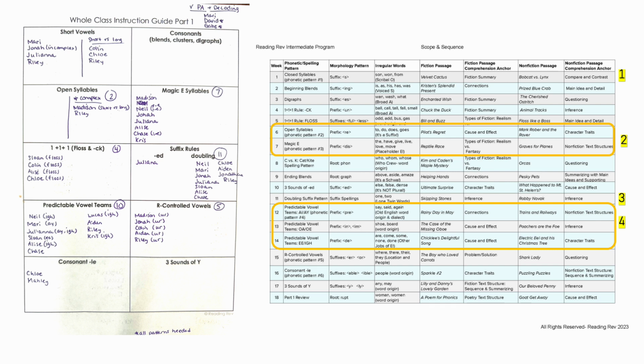So my plan for this group is I would just do 1 week to review closed syllables and short vowels and all of those consonant patterns. I would then do the second week, week 2, I would review open syllables. You can see that no one really missed open syllables in the part 1, but then a couple of students missed open syllables when they are more complex patterns in the second half of the scope and sequence.